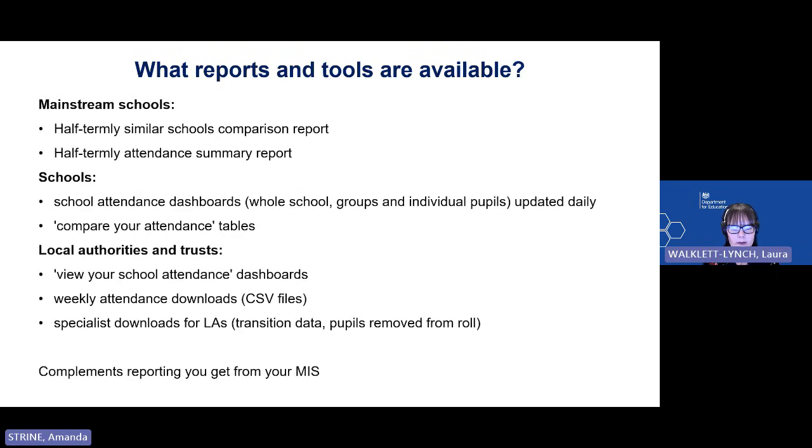So what tools and services are available on Monitor Your School Attendance? Well, the service provides different tools depending on your organisational type. As well as the similar schools comparison report we're discussing today, which you'll get every half term, you'll also get an attendance summary report, which compares your attendance and absence rates to national averages. For schools, you'll also get school attendance reports with data and insights into your school, pupil groups, and individual pupils, and compare your attendance tables to benchmark against local and national figures. Local authorities and trusts will also get dashboards with school and pupil level data and weekly attendance downloads.